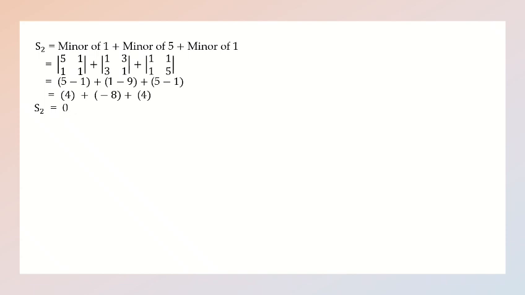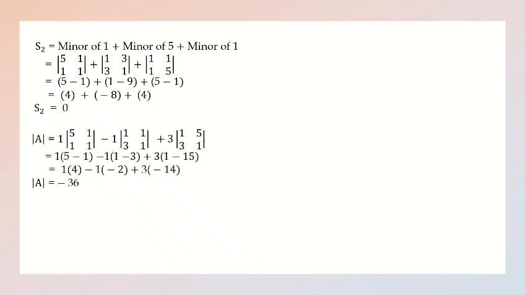Now calculate the determinant of A. First element, that is 1, into this determinant, taking negative sign, and second element of first row into this determinant, plus third element of first row into this determinant. After solving, the determinant of A is equal to minus 36.